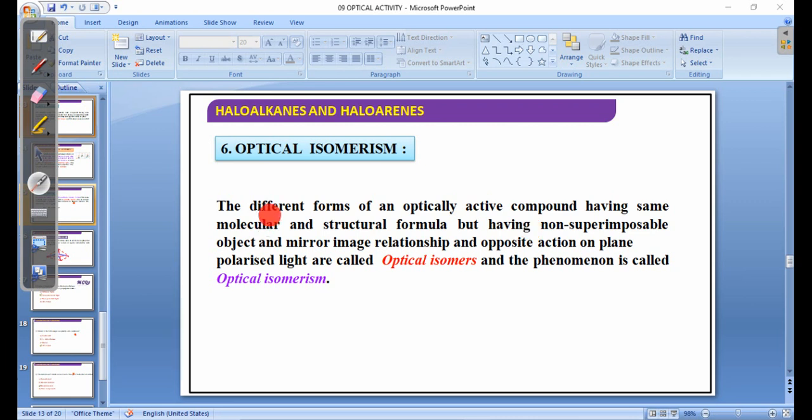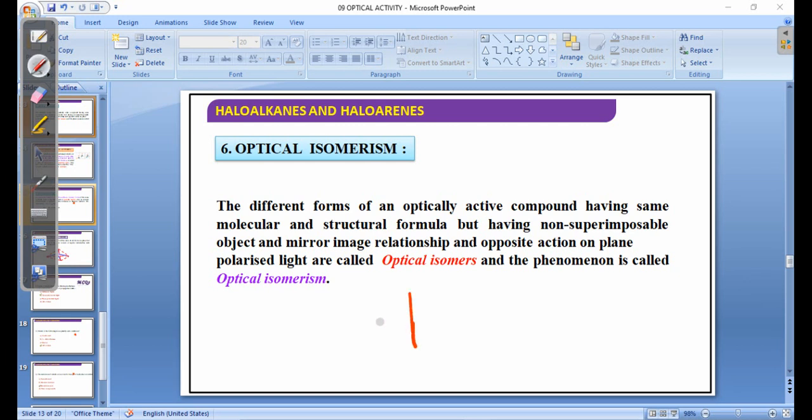So up to this, clear? Isomer means same molecular formula. And here stereochemistry means stereoisomerism, the structure is also the same. But what is different? The three-dimensional arrangement is different. But having non-superimposable, especially in optical isomerism, these two isomers are mirror images.